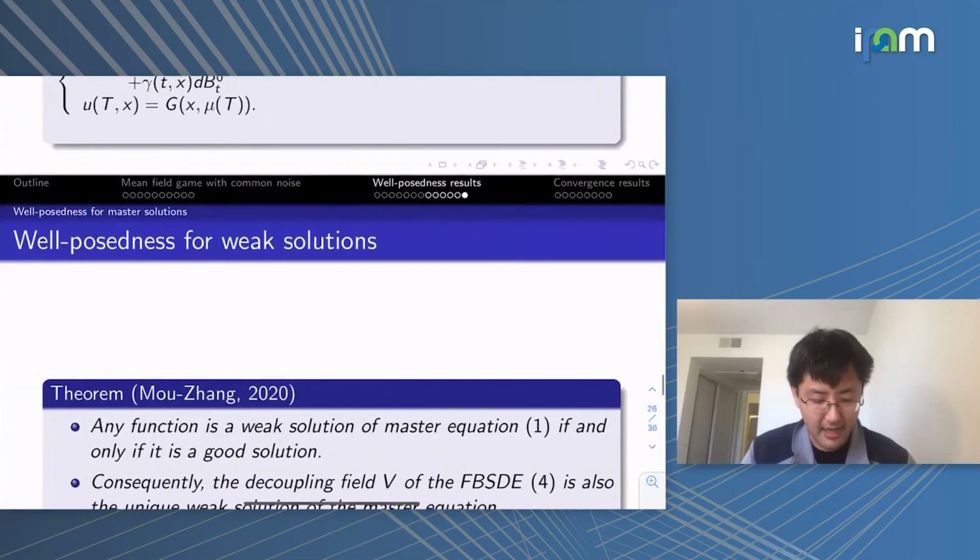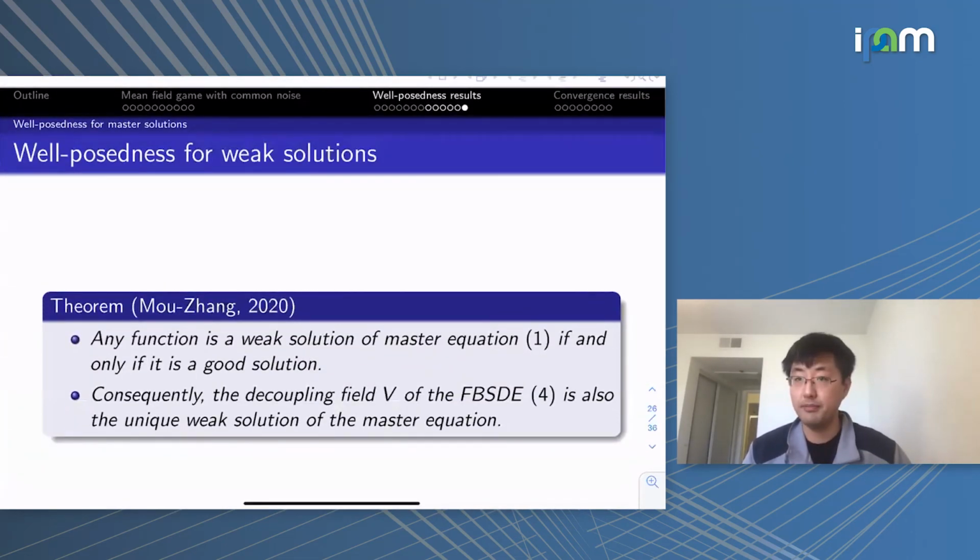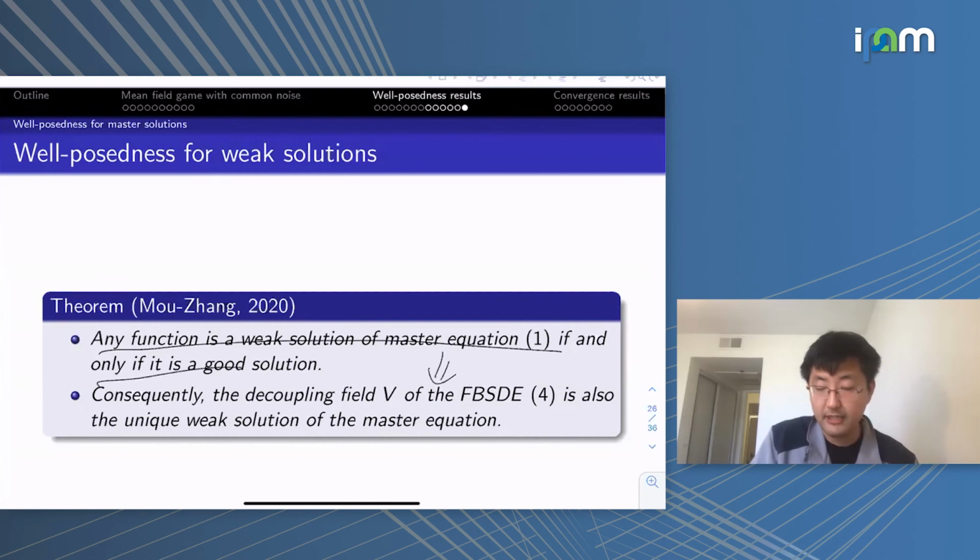Okay, and then this is the result for the weak solution. We show that, under the little regularity assumptions on F and G, any function is a weak solution of the master equation if and only if it is a good solution. So we show that they are equivalent. That implies that the decoupling field V of the FBSDE is also the unique weak solution of the master equation. And the main result is actually here, because this implies the second one.